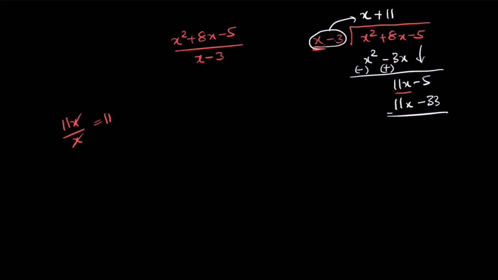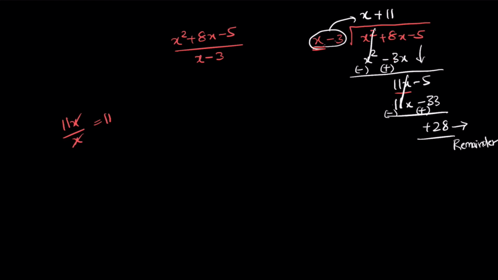So again change the sign. There is plus here, so minus; minus here, so plus. So 11x and 11x are gone. Now you have minus 5 plus 33, that becomes plus 28. So this here is the remainder.